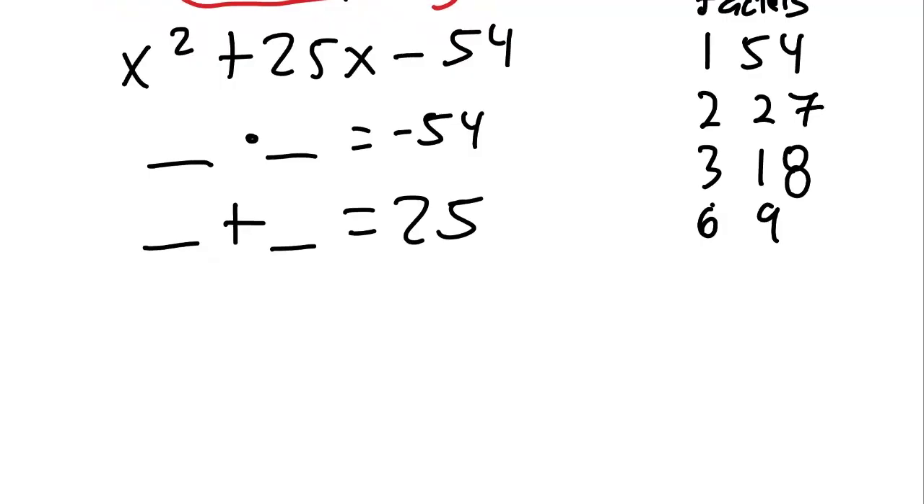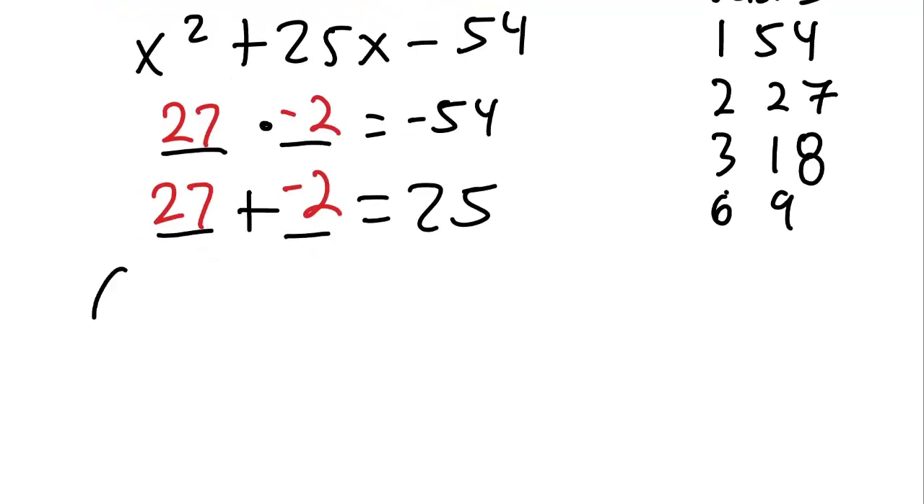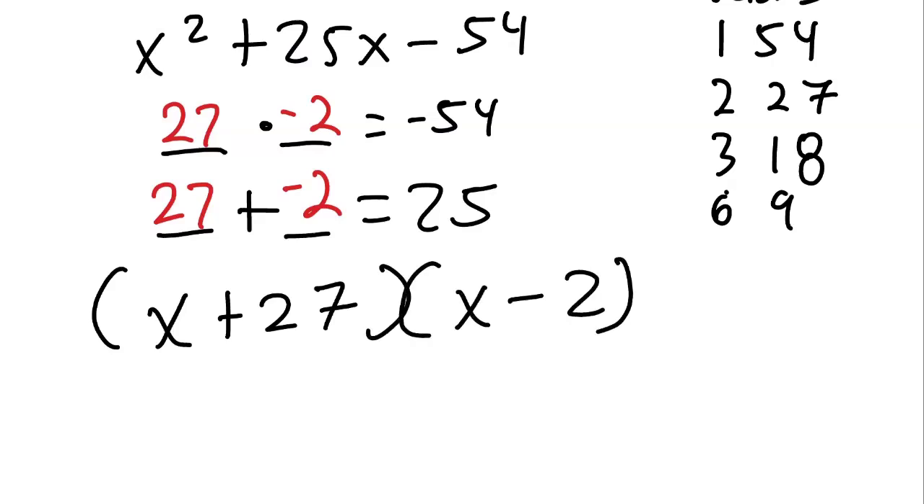So out of those 4 pairs, one of them multiplies to negative 54 but adds to positive 25. Luke. Negative 2, 27. Very good. Positive 27 and negative 2 make negative 54, and positive 27 and negative 2 make positive 25, right? So now we can write the factors. x plus 27, x minus 2.